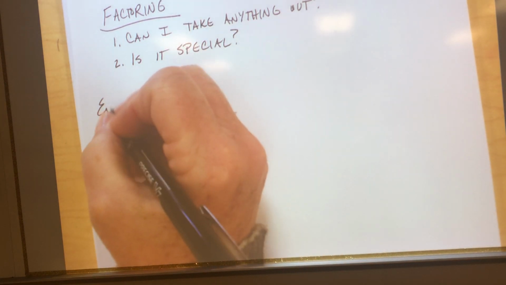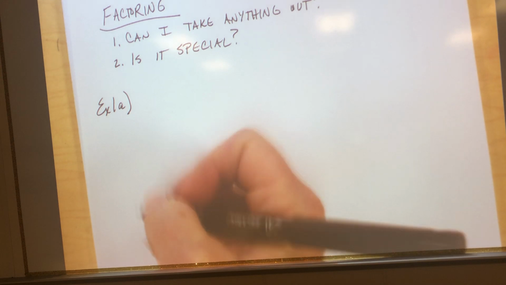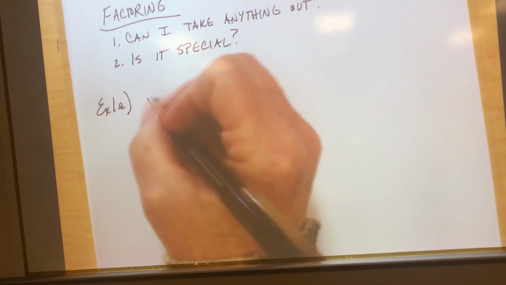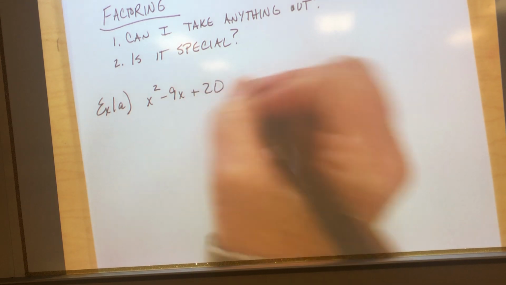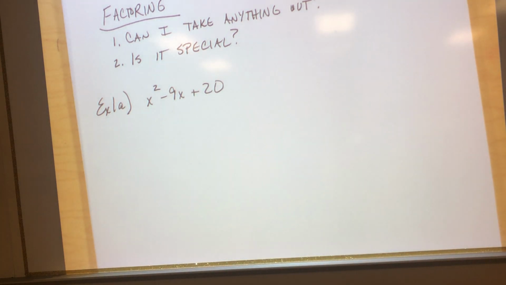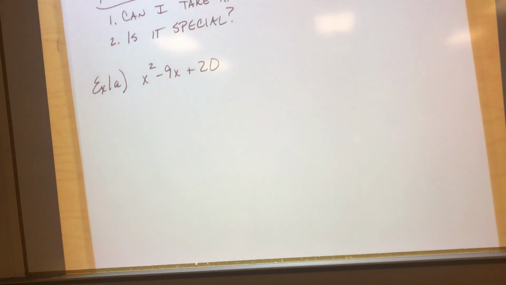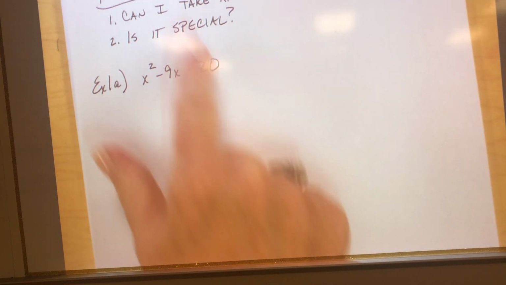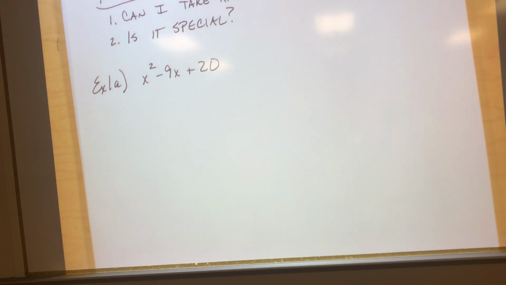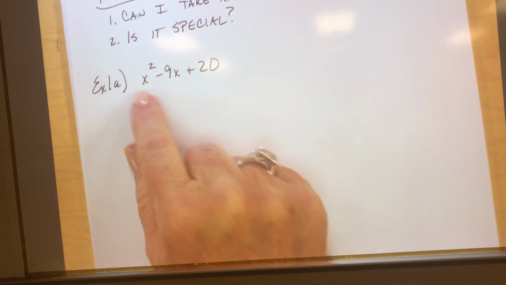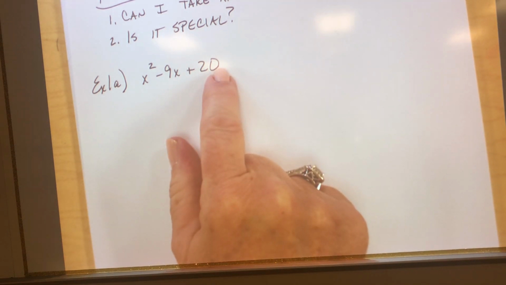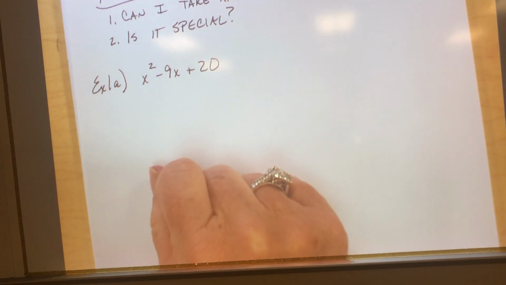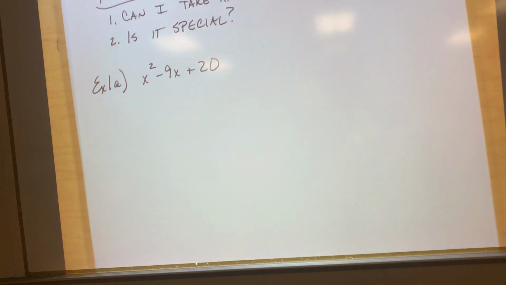So, example 1a. Here's my problem: x squared minus 9x plus 20. The first thing I'm going to do is look at this and say, can I take anything out? Does anything go out of 1, 9, and 20? No. And it doesn't have any x's, so I can't take any x's out. So I can't take anything out.